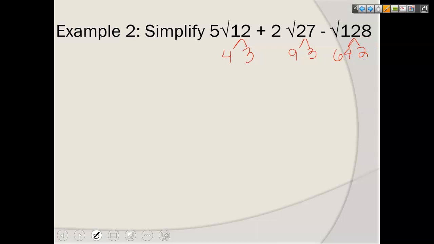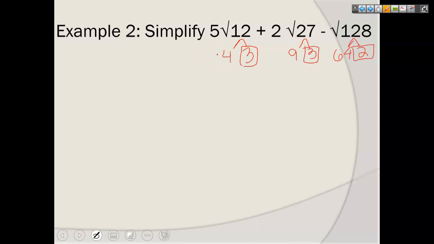So immediately when I look at what they break into, I notice that the first two terms both have leftover multiples of 3, so I know that they're going to be like terms. This is going to have a leftover multiple of 2, which isn't going to be like anything else.